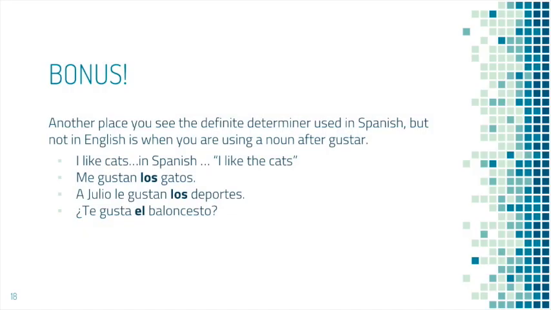And I have a bonus here for you. Another place you see the definite determiner used in Spanish, but not in English, is when you're using a noun after gustar. So I like cats in Spanish would literally be I like the cats, or me gustan los gatos. You can see the next example, a Julio le gustan los deportes. So Julio likes the sports. O te gusta el baloncesto? Do you like the basketball? Asking if someone likes to play basketball.